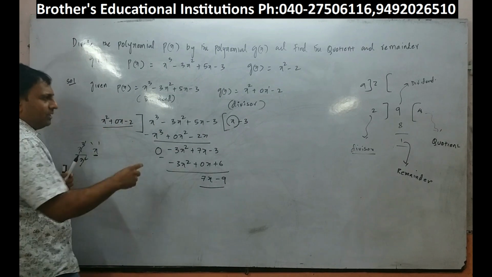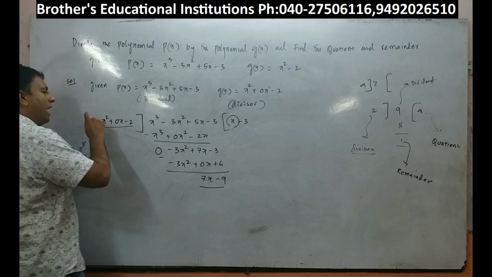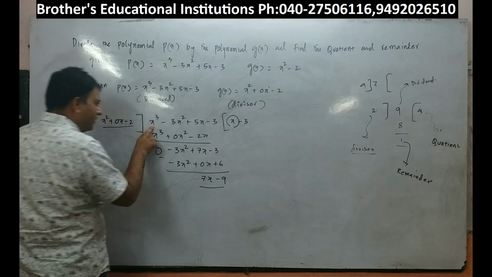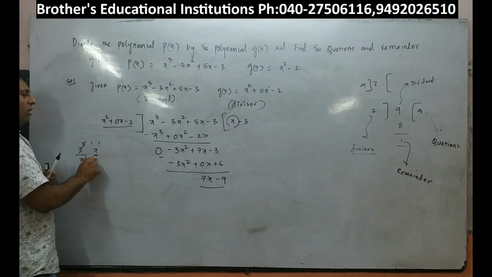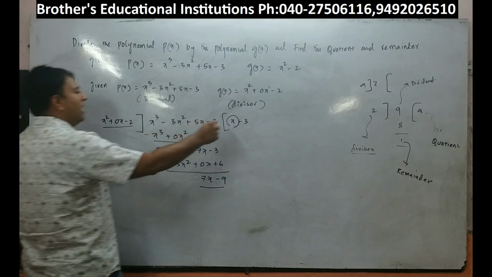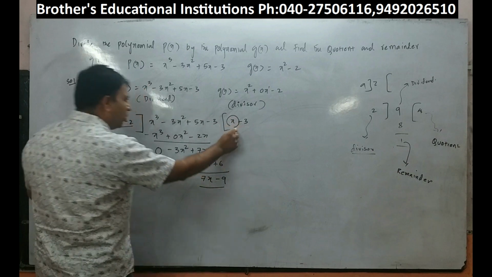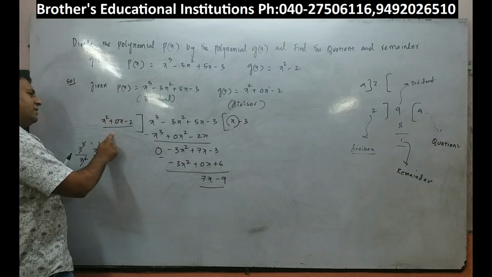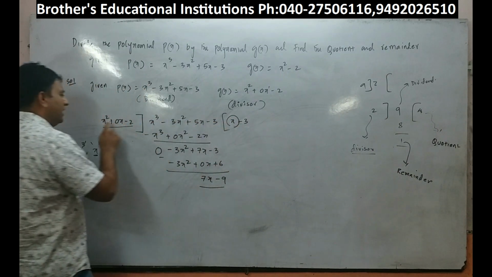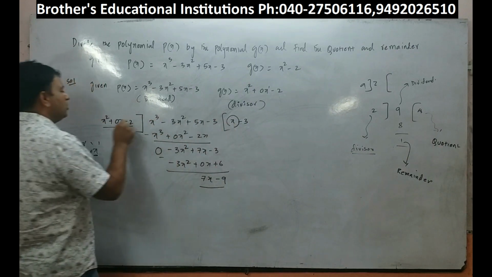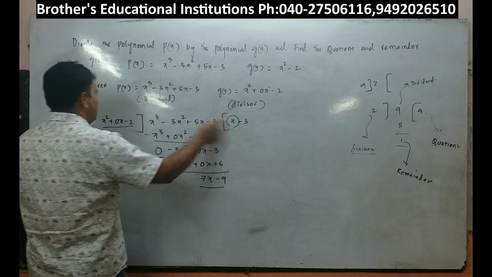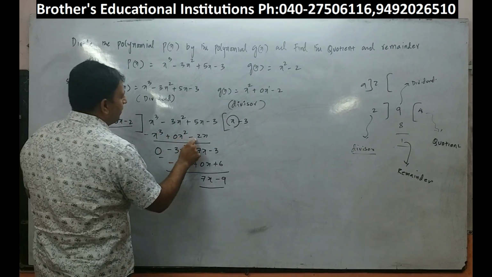I repeat, I write the dividend, I write the divisor, I take the first term divided by the first term of the divisor, x cube by x square, what do I get? X. That x I will put in the quotient. And that quotient again I have to multiply with the entire divisor. So let us multiply. X into x square will be x cube. I have to put x cube here. X into 0x, 0x square. X into minus 2 is minus 2x.